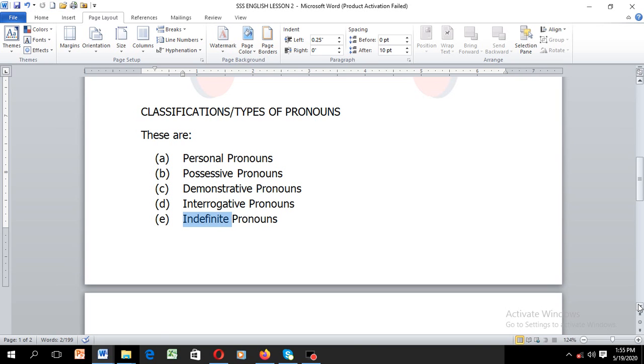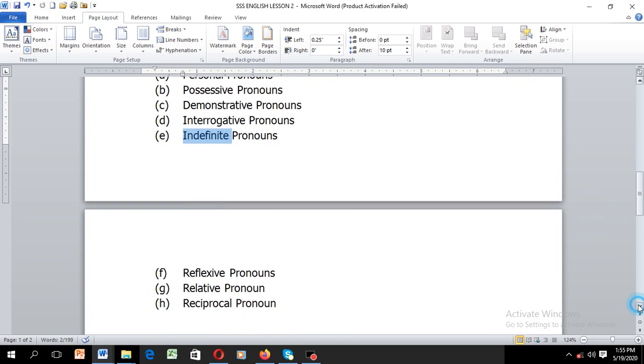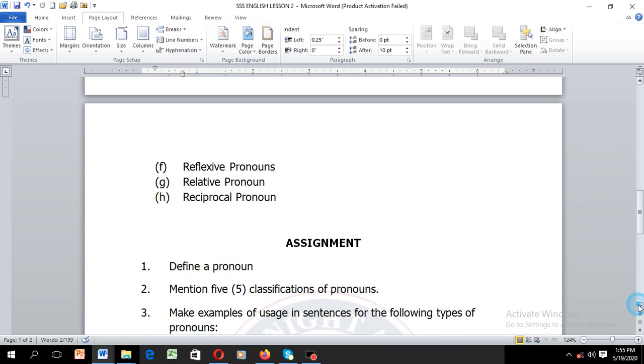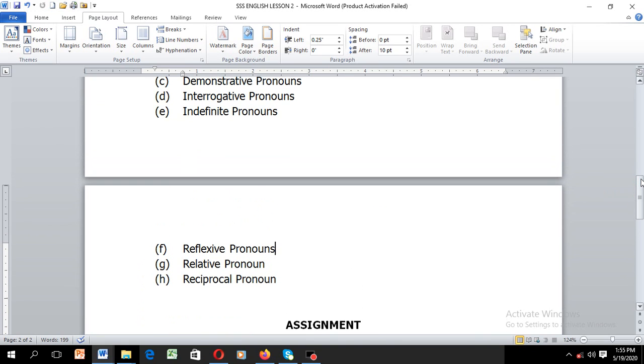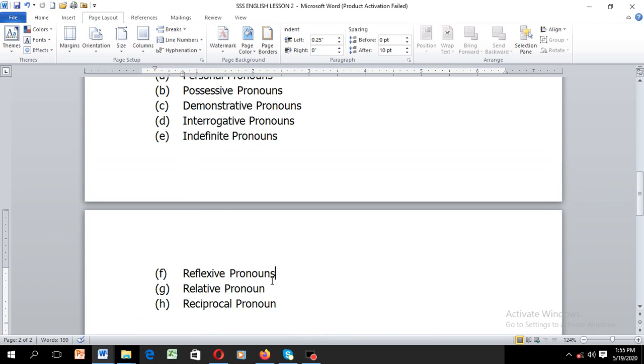Now let's see the next one. We have reflexive pronouns. Reflexive pronouns are used to emphasize an action by a person. When we say reflexive pronouns, we are saying that these pronouns are used to emphasize an action by a person.